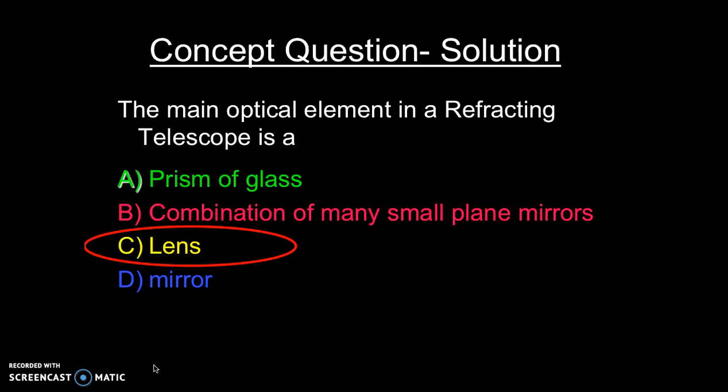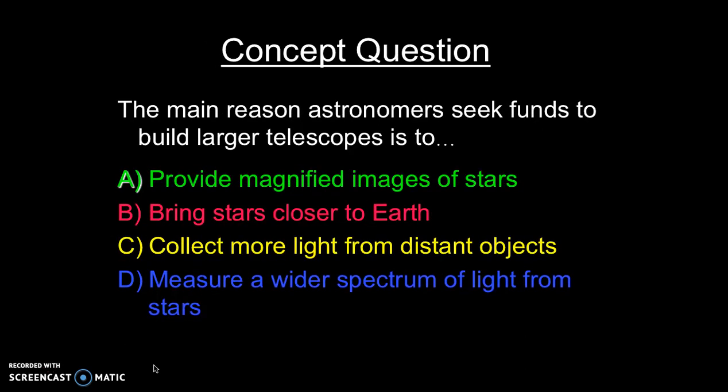A reflecting telescope uses mirrors, but a refracting telescope uses lenses. How about this question? The main reason astronomers seek funds to build larger telescopes is to... So what is the main purpose of wanting larger and larger telescopes? Pause the video and answer.